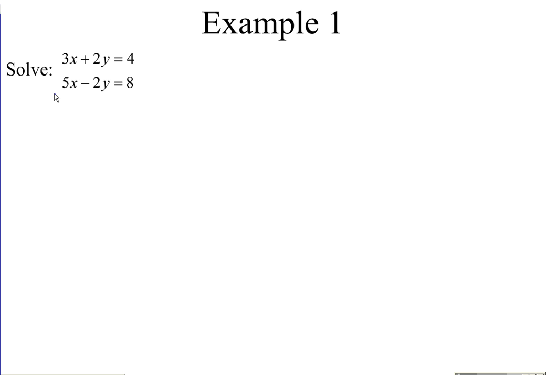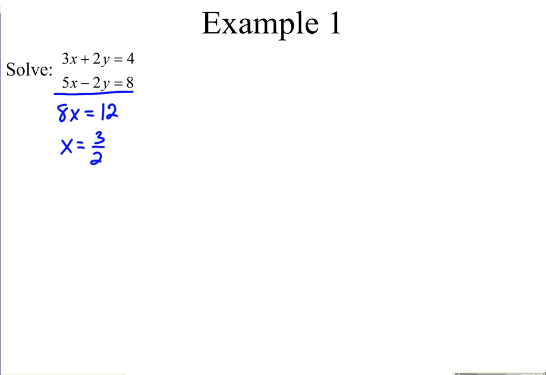In this case, first system here, set up very nicely for elimination. Add straight down, we get 8x. 2y minus 2y is gone. 4 plus 8 is 12. Divide, and we get x to be 3/2.